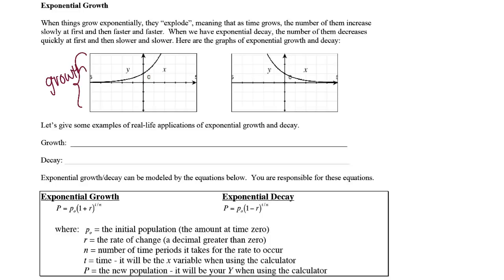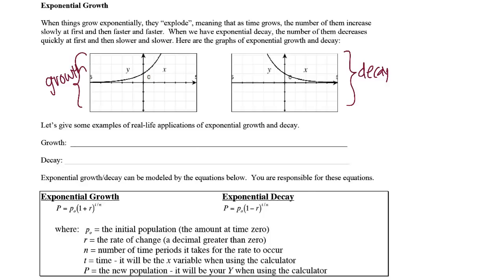Now on the other side is a great example of decay, and that means that our number of items is decreasing over time, and then as that time progresses, it is slowing down its process of decreasing. And so that means that we have a decay. So this graph over to this side would be a decay.